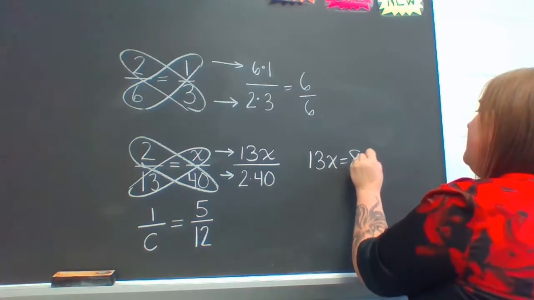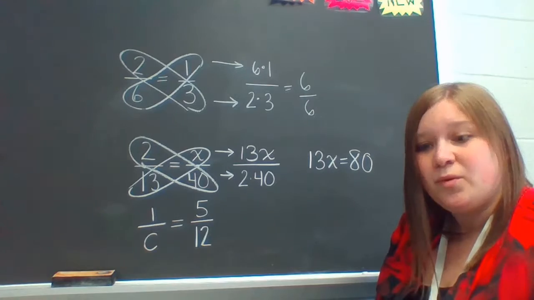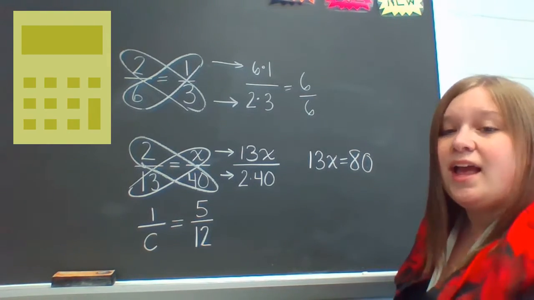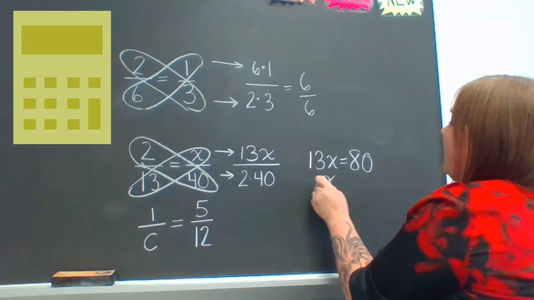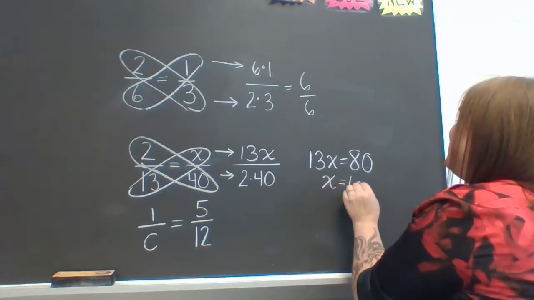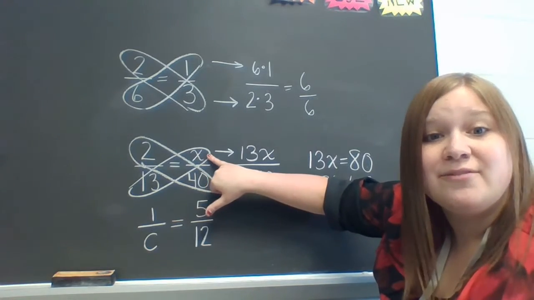Well, that's 80. And at that point, it's a one-step equation. Using your calculator, you can divide, and you're able to figure out that x is equal to 6.2. Okay? And that's what would go in that place in that fraction.